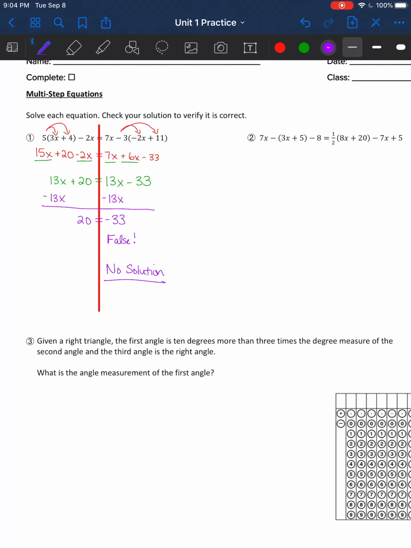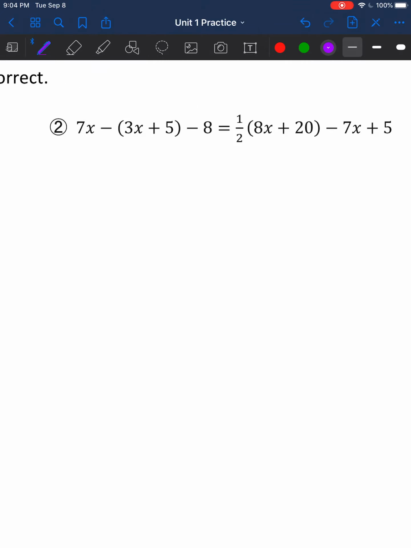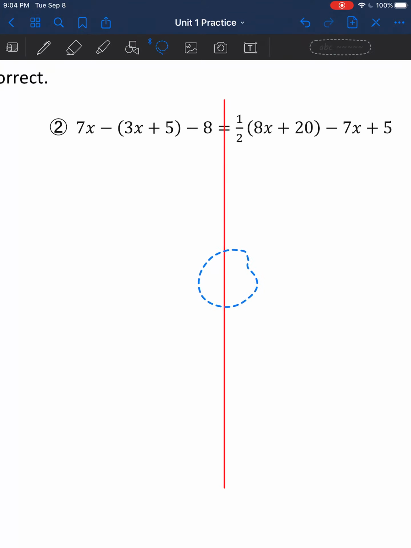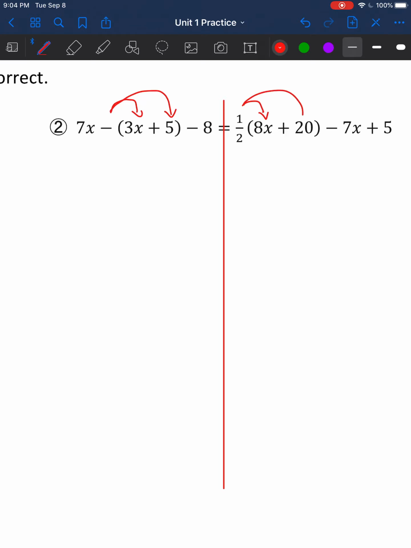Let's look at number 2. After I draw the river, I'm going to distribute where I can. I can distribute this -1 and this 1/2.